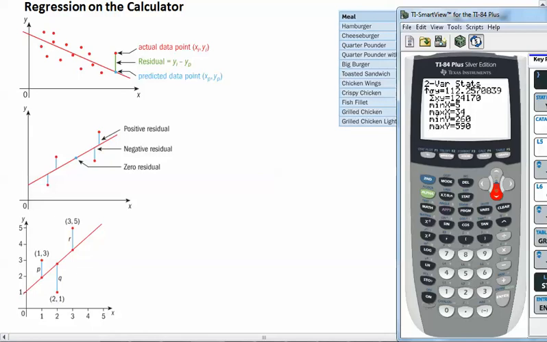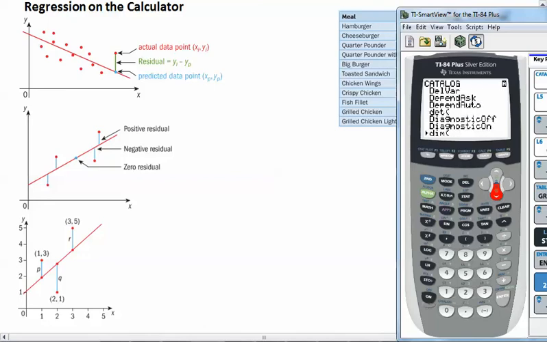The catalog is right down here. So it's second 0. Okay, now in the catalog we have to go down to diagnostics. Now this is usually off, I think just because it slows down the calculator a little bit. So I just went down to D, and then I'm going to arrow down until I get to diagnostic.